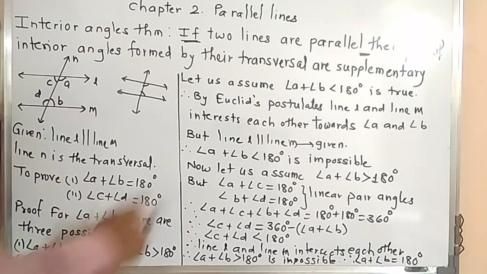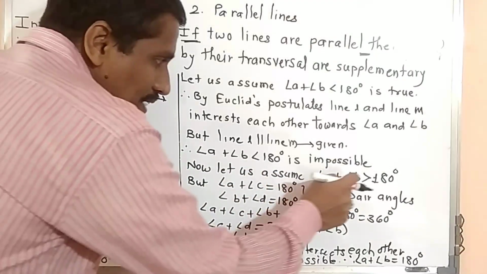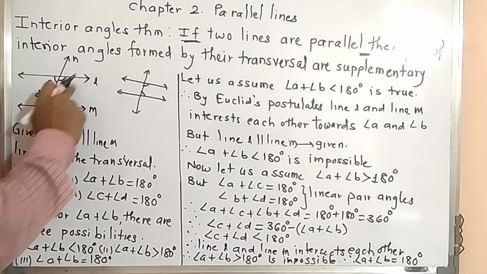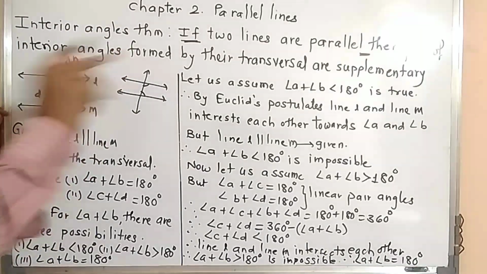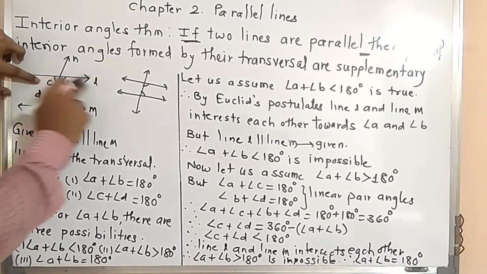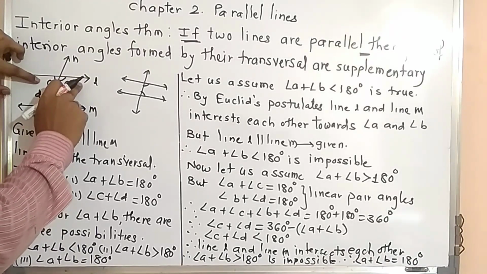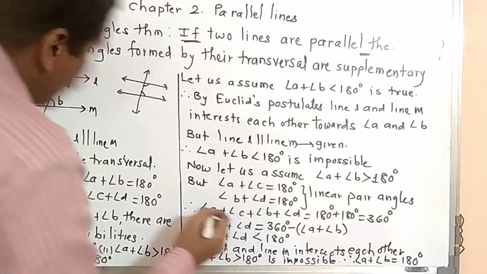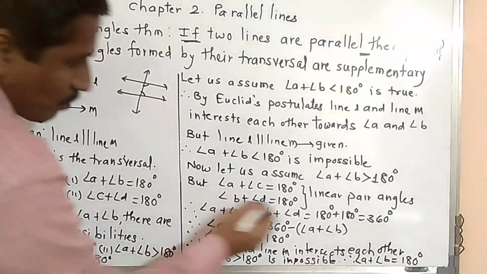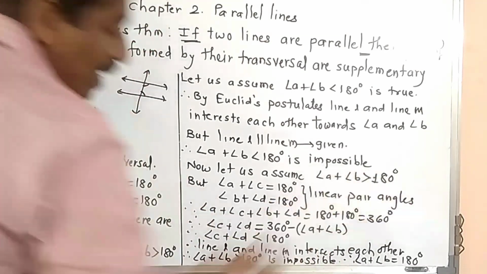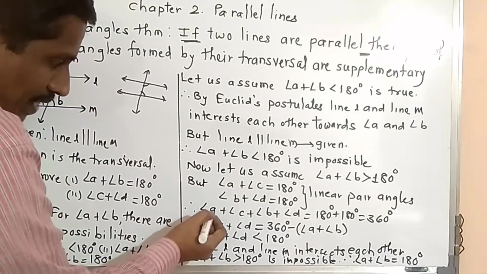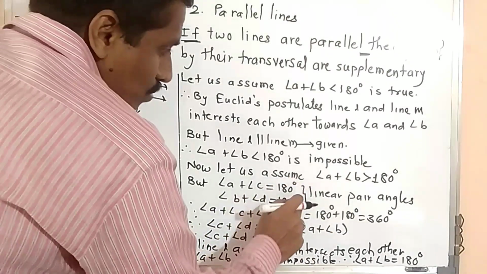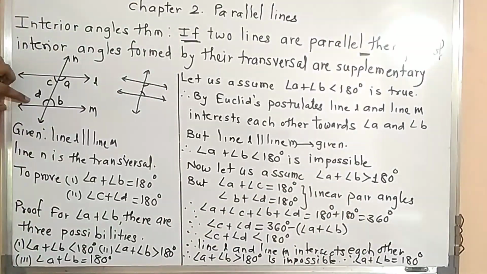Understood? Now let us assume that angle A plus angle B is greater than 180. See what will happen if angle A plus angle B is greater than 180. I know that A and C, what type of angles are these? They are linear pair angles. Angle A plus angle C is 180 degrees. Again, angle B plus angle D is 180 degrees, as they are linear pair angles. Adding these two, what will I get? Angle A plus angle C plus angle B plus angle D is equal to 180 plus 180. How much is it? 360 degrees.